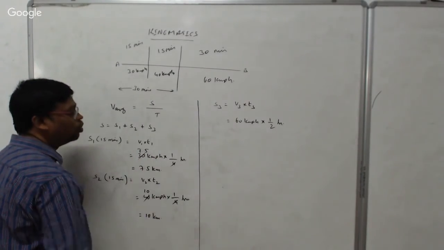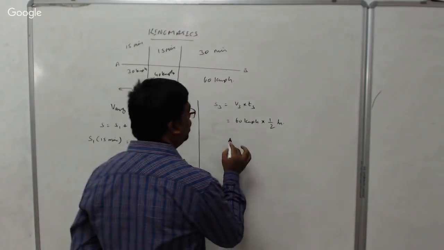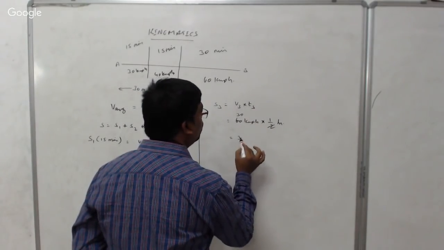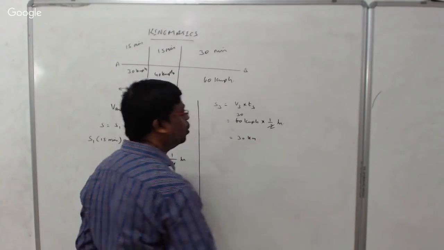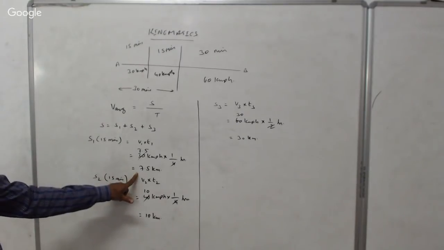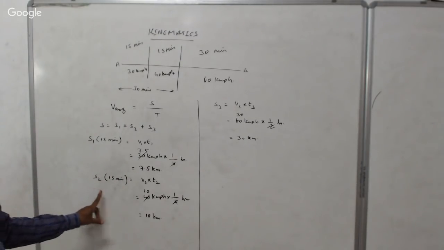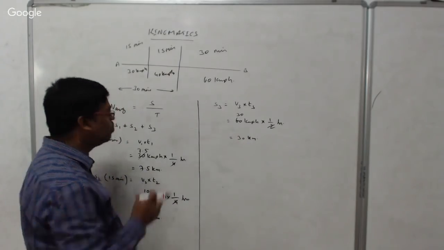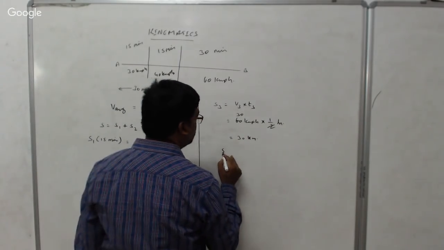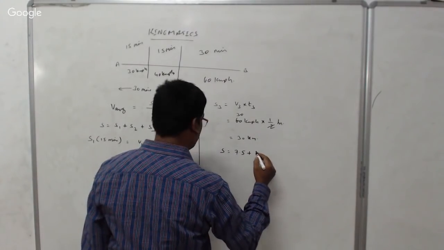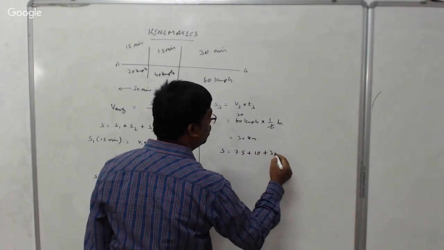7.5 kilometers, and here it is 30 kilometers. For the first 15 minutes, the distance traveled is 7.5 kilometers, second 10 kilometers, and third 30 kilometers. What is the total distance? S is equal to 7.5 plus 10 plus 30.